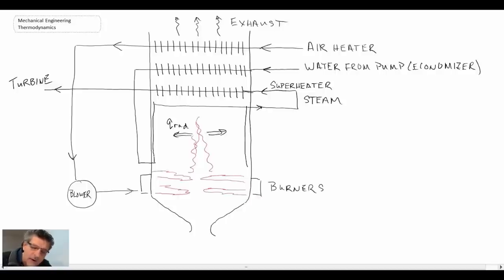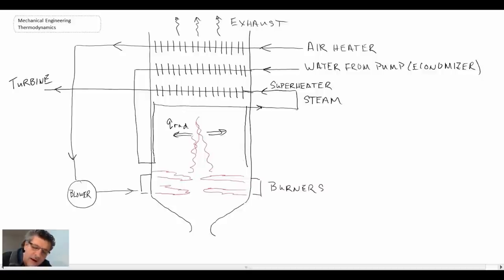But the primary heat transfer here in the early stages is through radiative heat transfer, which is then being transferred to the water. So we have water coming in from the pump, going through a preheater, coming into the boiler to reduce any kind of thermal shock. And then we are going through a phase change in this region here. So the water is going from the liquid to the vapor phase.